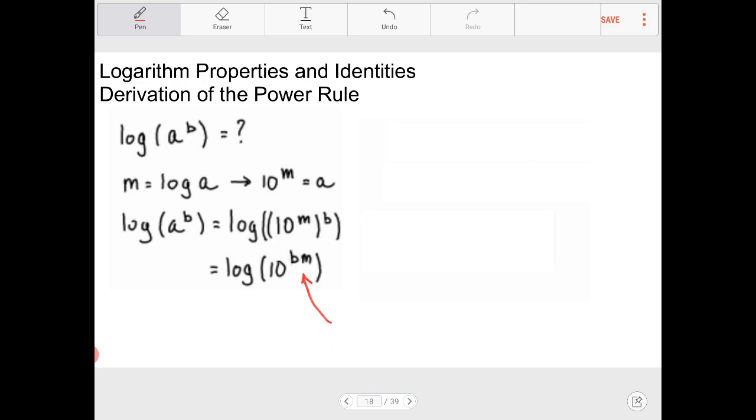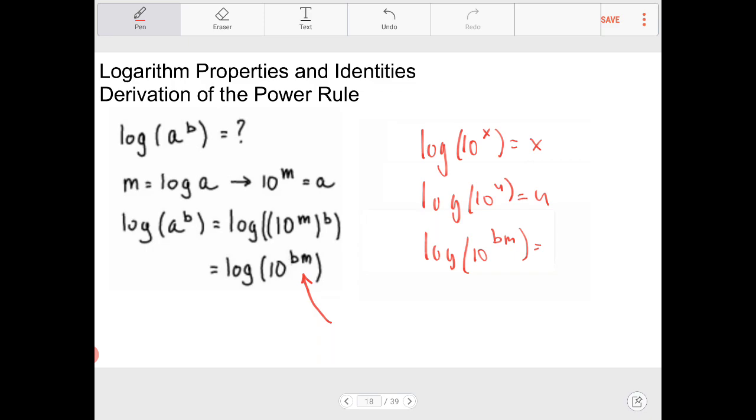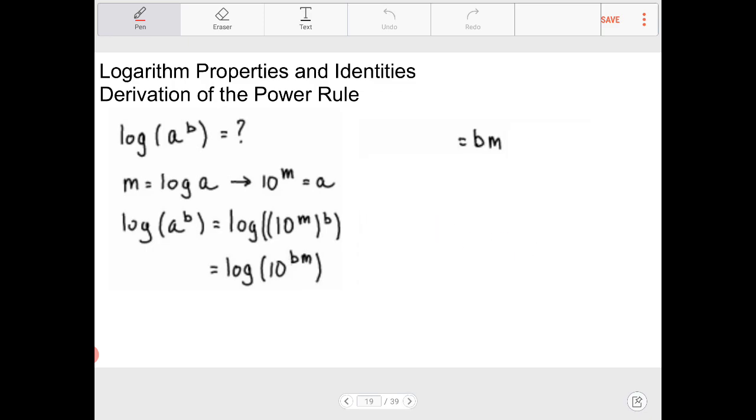10 to the bm, right? Wait a minute. Log of 10 to the x is equal to x. Log of 10 to the u is equal to u. Log of 10 to the bm, what would that equal to? It must equal bm. So what happens from here?